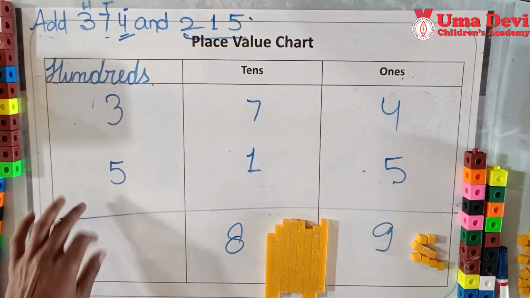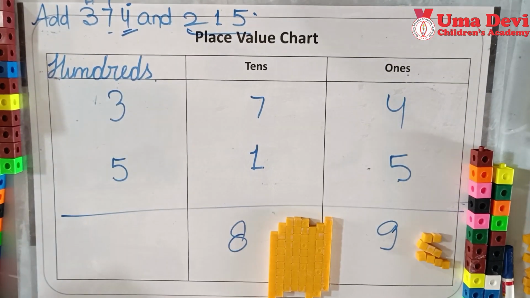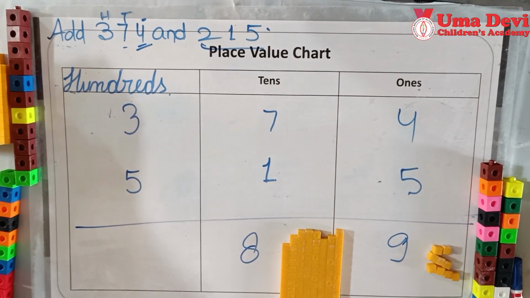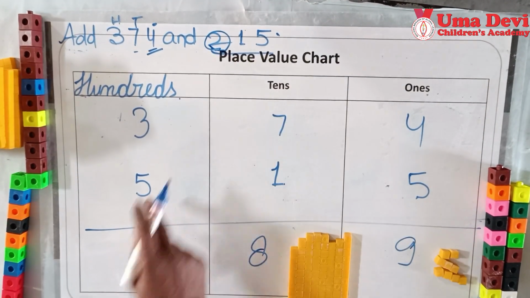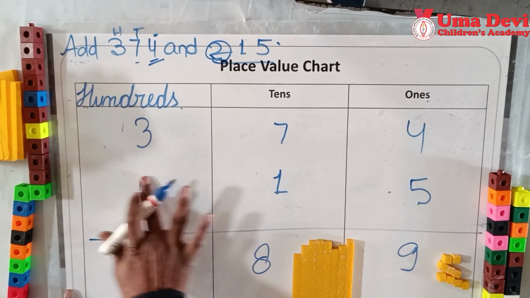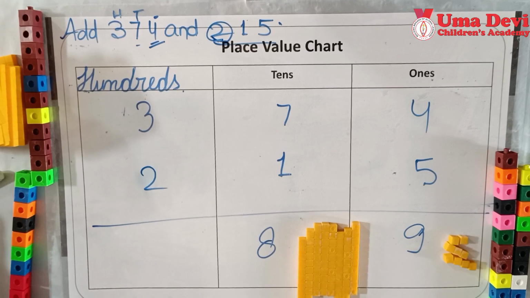Now move to the next. These are the hundreds. So look here. This number is 100. Oh sorry, in this number there is 2. We have written a 5, so it has been wrong. Put it right here, 2. Okay, now it is correct.